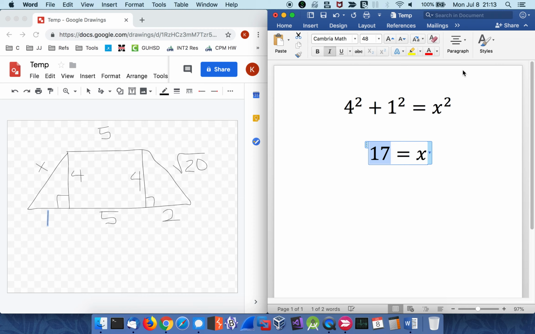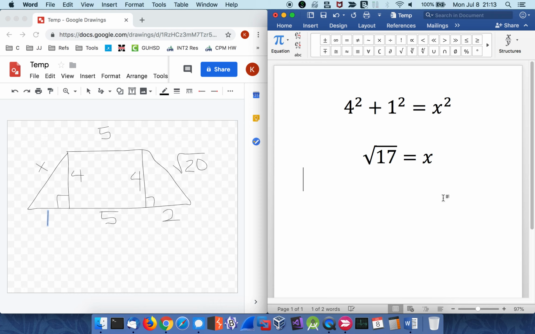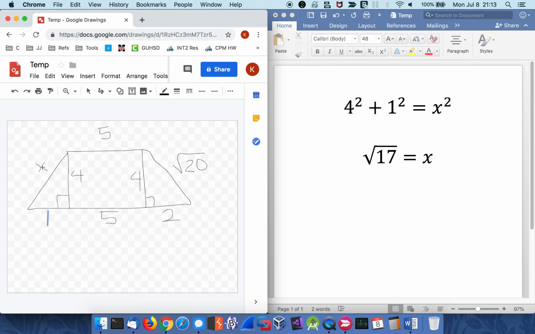Let's see, is it going to let me do it this time? Okay, let's do radical. There we go. Square root of 17. Okay, so now we have this. So let's go ahead and get rid of that, and then write square root of 17. Okay?